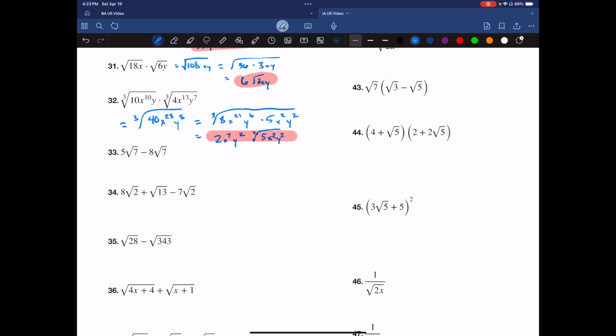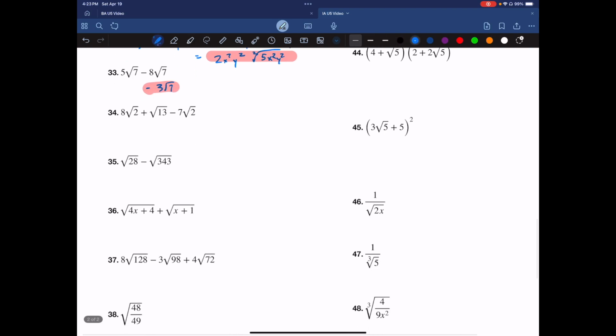Okay. Now, when it comes to adding and subtracting radicals, you want to make sure that the radicals are the same. So on 33, this is simply 5 square root of 7 minus 8 square root of 7. Because the radicals are the same, I can work with the outside numbers. So 5 minus 8 is going to be negative 3 square root of 7. That's it.